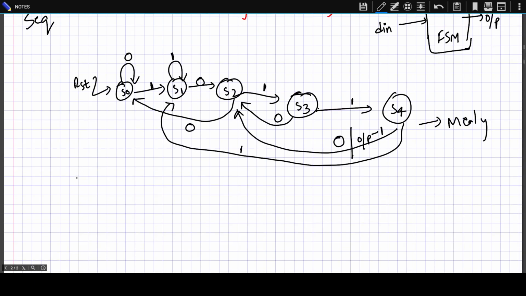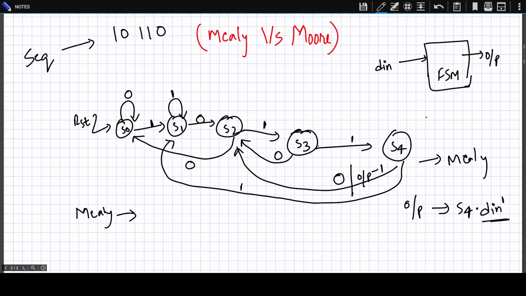If you want to understand the Mealy machine simply, think only in terms of the output equation. The output equation we got for this Mealy implementation was S4: if we are in state S4 and we get input 0, that is D in bar, then only the output should be triggered high. So the output equation involves D in, and D in is seen as an external input for this FSM.